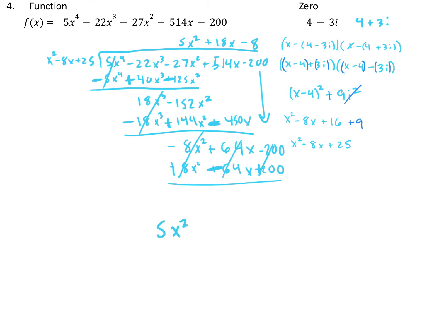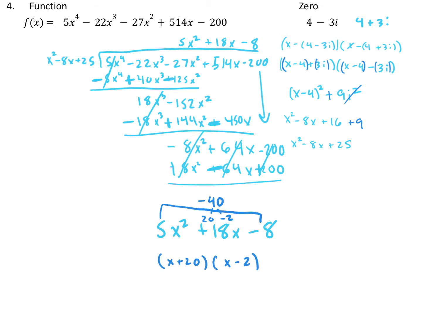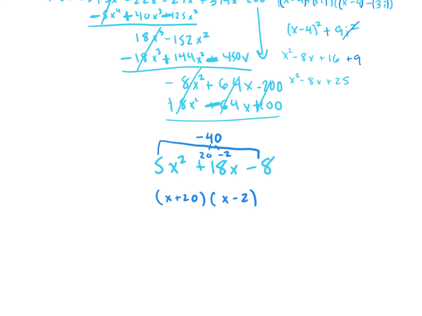Next, we have to factor. We have 5x squared plus 18x minus 8. How do I factor this? So 5 times negative 8 is negative 40. What are two factors of negative 40 that add to 18? 20 and negative 2. So I have x plus 20, x minus 2. What do I have to do next? Since I started by multiplying that 5, I have to make sure I go back in and divide both of these by 5. So I have x plus 4 and 5x minus 2.